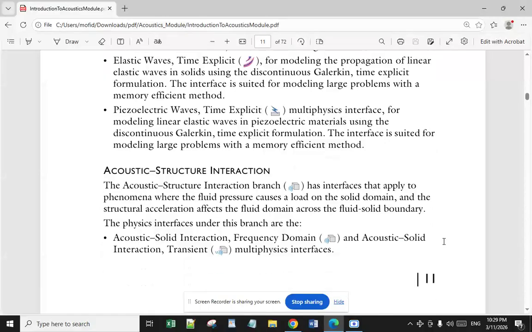The chapter of acoustic structure interaction. The acoustic structure interaction branch has interfaces that apply to phenomena where the fluid pressure causes a load on the solid domain and the structural acceleration affects the fluid domain across the fluid-solid boundary.